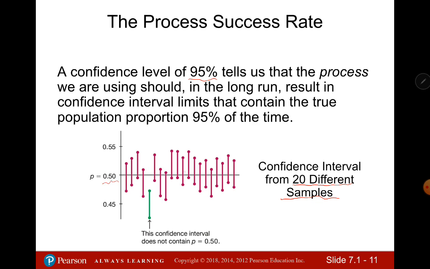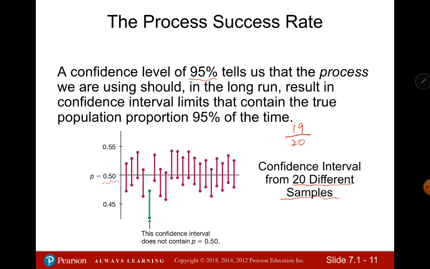This horizontal line tells us the true value of p is 0.5. We see all of the red bars contain the true value. The green bar does not contain the true value 0.5. So 19 out of 20 confidence intervals contain the true value. We have 19 red bars, and the red bars contain the 0.5 true value. The green bar does not.